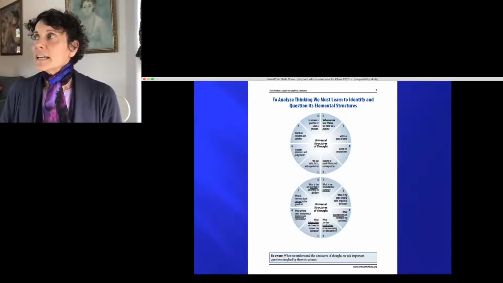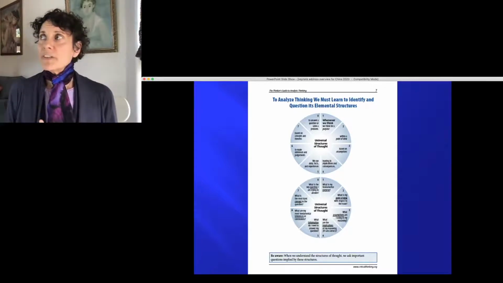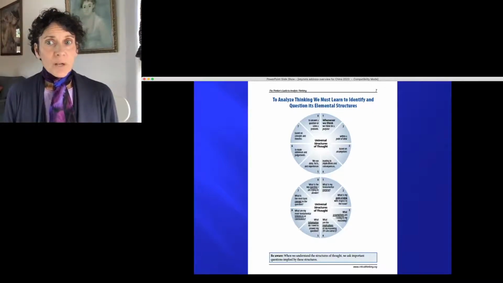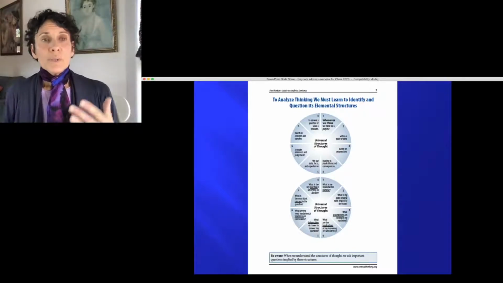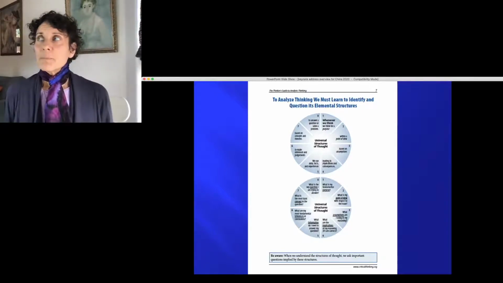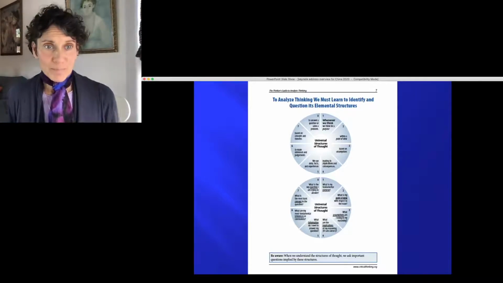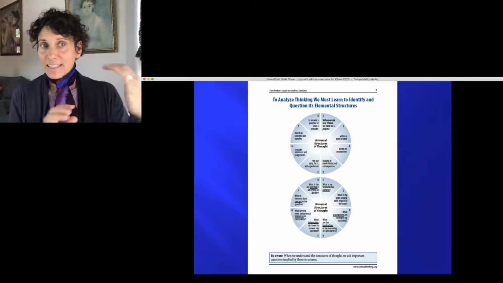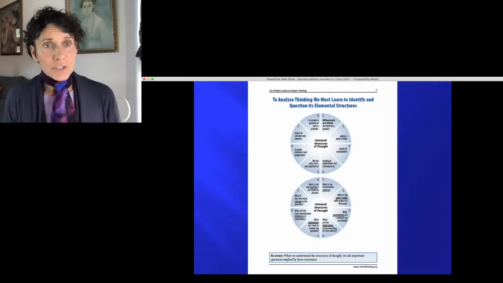The elements of reasoning come out of this understanding. If you can read the diagram at the top, whenever we think for a purpose, within a point of view, based on assumptions, leading to implications and consequences. We use data, facts, and experiences to make inferences and judgments based on concepts and theories to answer a question or solve a problem. You see the 8 elements there in a slightly different format. And when we understand the top circle, we can understand the second.